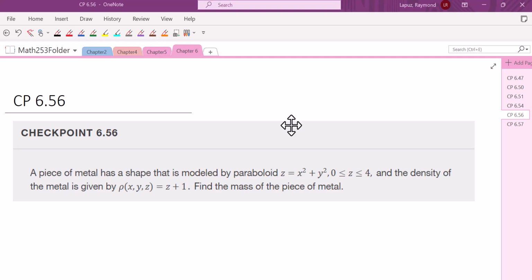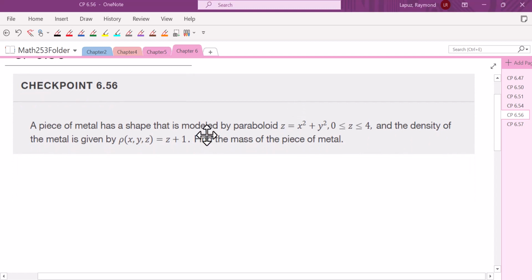In this problem we have a metal shape modeled by a paraboloid given by z equals x squared plus y squared. So this is a circular paraboloid pointing upwards with a vertex at 0, and we're letting z go from 0 to 4. The density of the metal is given by this rho. It's just a function of z. There's no x and y in it, so that's fine. And they want us to find the mass.